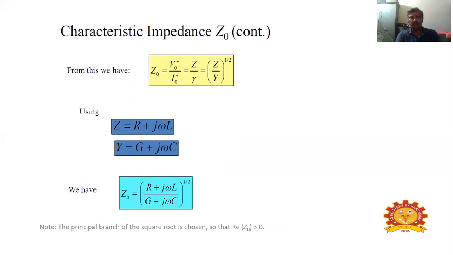Now using the complex form, Z is given by R plus j omega L, where admittance Y is equal to G plus j omega C. Using these terms in the formula Z0 is equal to (Z by Y) to the power 1 by 2, and substituting these complex numbers, we have Z0 is equal to ((R plus j omega L) divided by (G plus j omega C)) to the power 1 by 2.